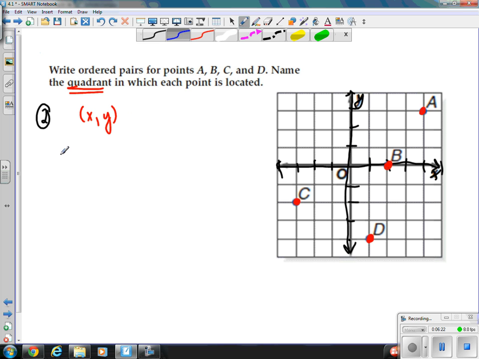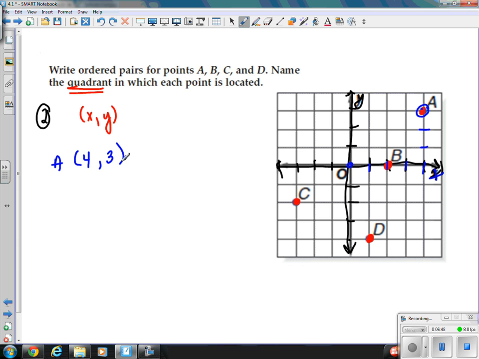So let's look at A first. I'm going to have to go to the right from the origin. I'm going to have to go to the right 1, 2, 3, 4 times. So our x value is 4. And then I'm going to have to see how high up it goes. It goes up 1, 2, 3. So since I went up, it's positive 3. Now both my numbers are positive, and it's in the top right-hand corner of my coordinate plane. My quadrant then is quadrant 1. Okay, now let's move on to B.